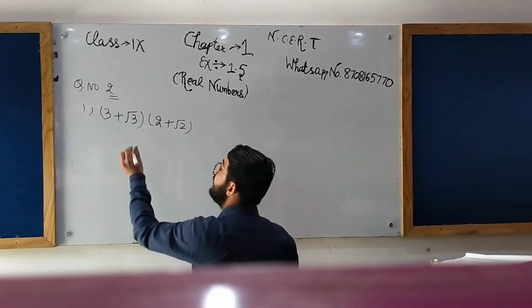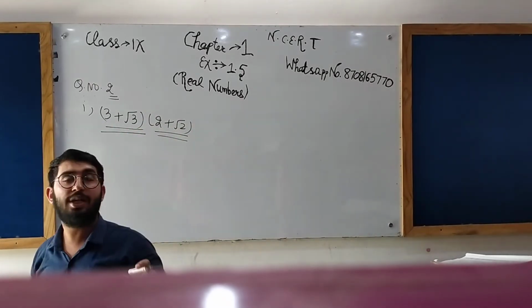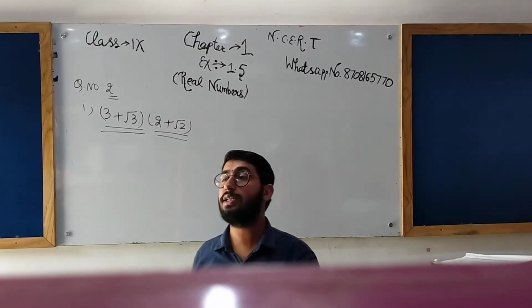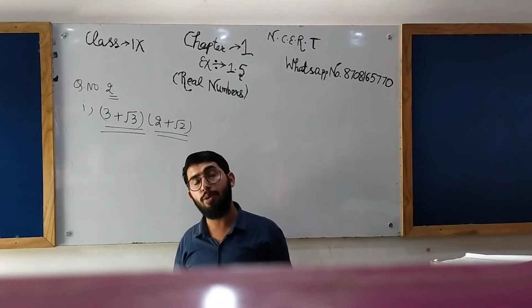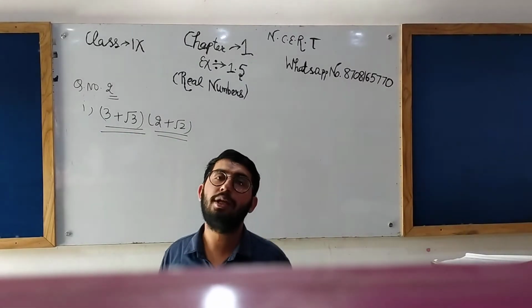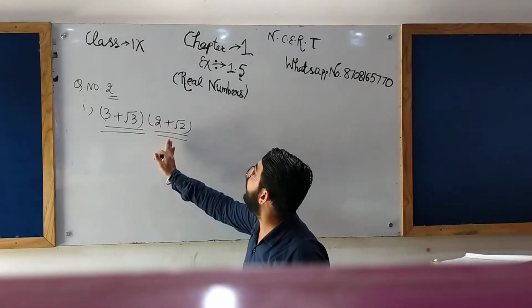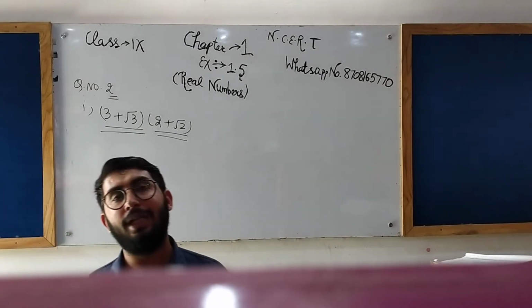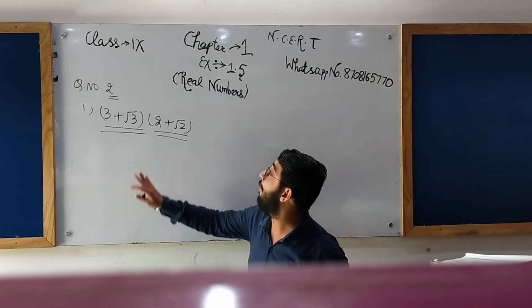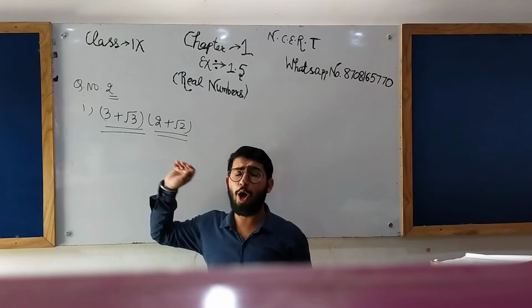As we know, the things which are in multiplication are called factors. There are two factors, 3 plus root 3 and 2 plus root 2. How will we simplify? We will simplify it by multiplication, multiplying the first factor by the second factor.